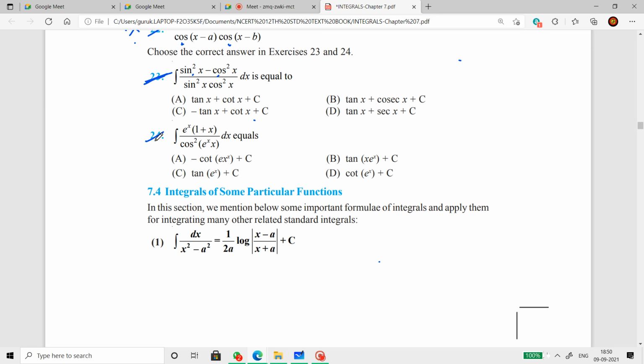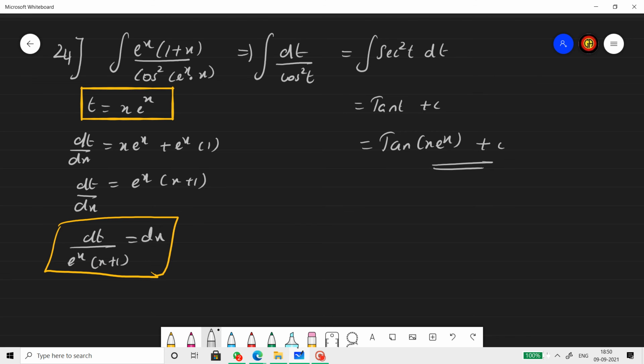Now let's get into 24th one. Integration of e power x into 1 plus x divided by cos square of e power x into x dx. Now here take t as e power x into x. When you take t as x into e power x, the dt by dx, the differentiation, will be e power x into x plus 1.